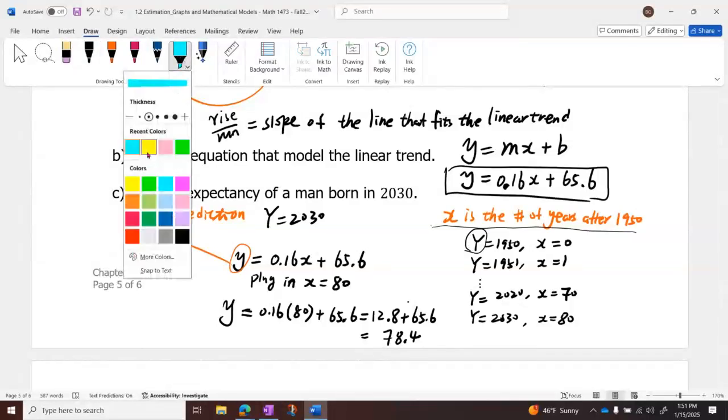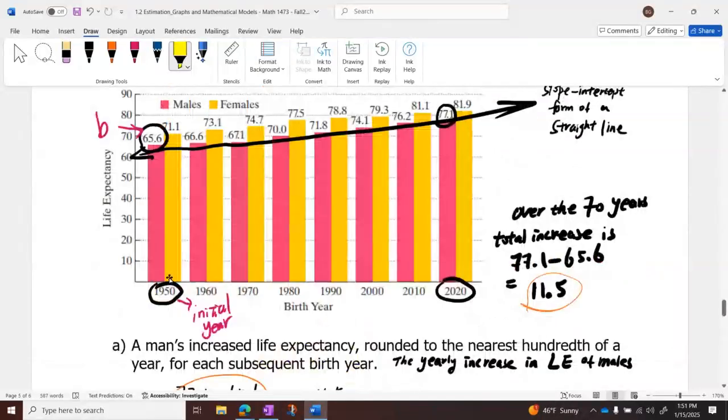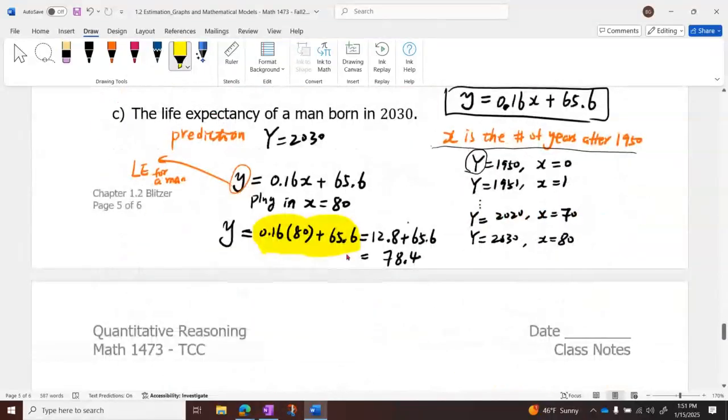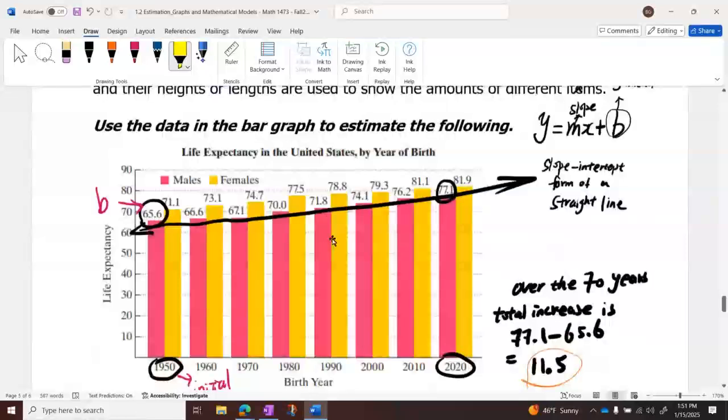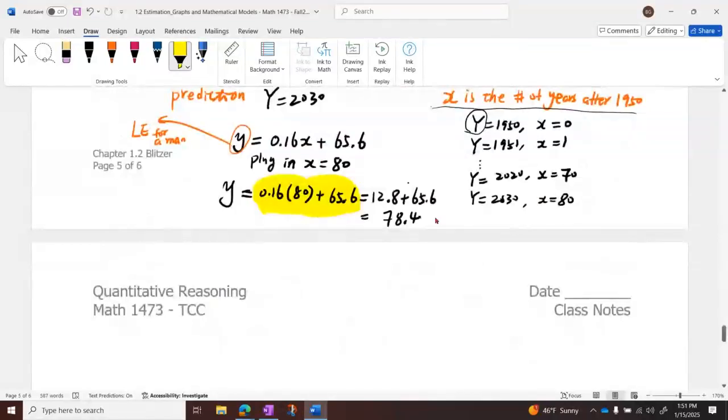So this actually makes perfect sense. Let me explain here. If you think about every year, the yearly increase, starting from 1950, is 0.16. And if the trend continues for 80 years, all the way to 2030, then the total increase would be 0.16 times 80, 12.8, right? Add that on top of the life expectancy in the initial year, and we have the predicted life expectancy in 2030.